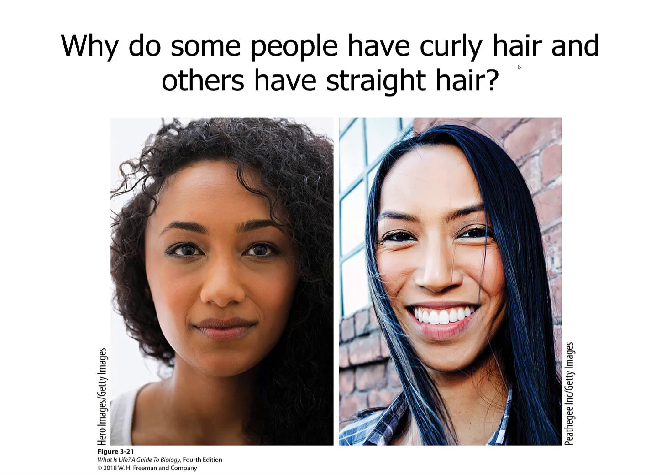So some people have curly hair. Well, some people have hair at all. I mean, I'm almost bald now. It seems like every day I'm losing hair. And so some have curly and some have straight hair. And really, that boils down to the amino acid sequence.